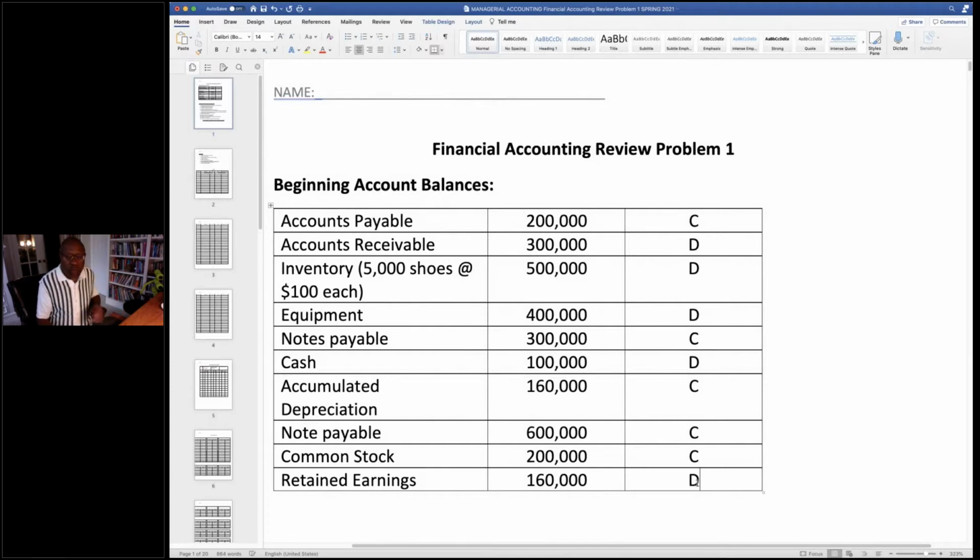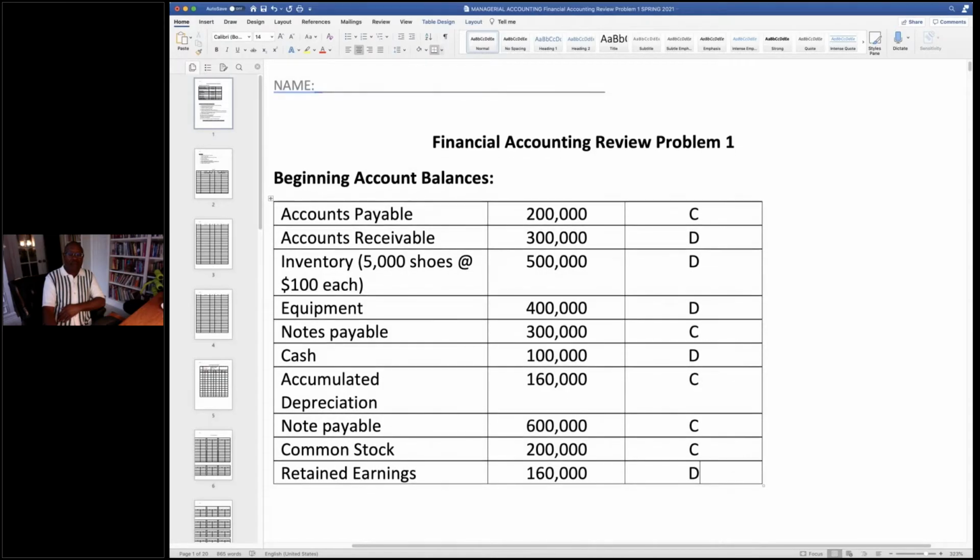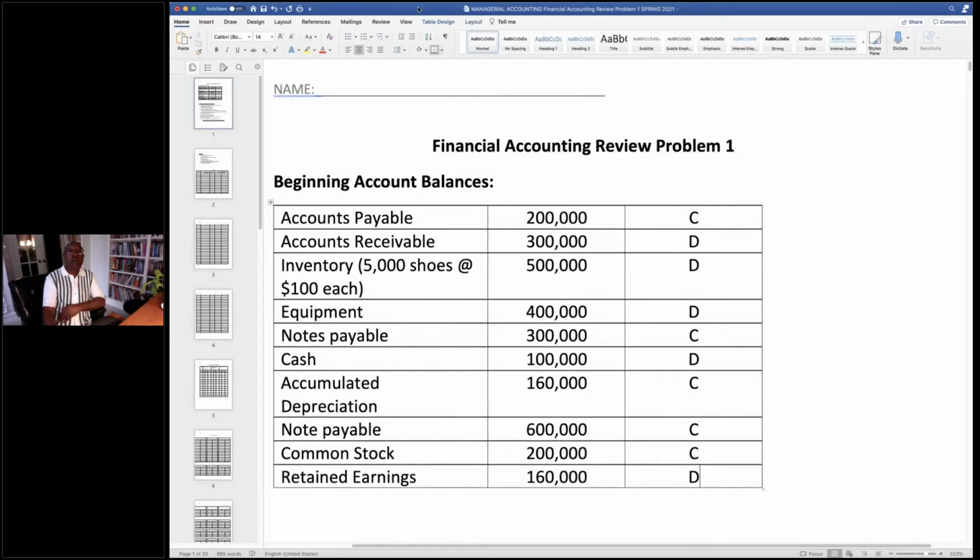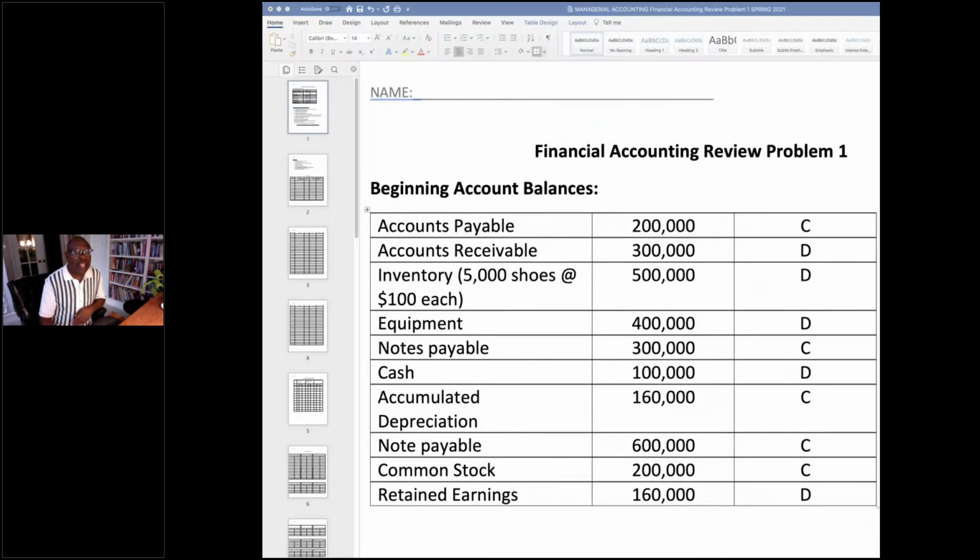So normally we would want retained earnings to have a credit balance. That means the company is doing well. But if it has a debit balance, then they haven't been doing so well. So what's the next thing we're gonna do, Mr. Jenkins? Post to the ledger, to the T charts. So we're gonna put these balances into the T accounts. So that's the first thing we're gonna do.